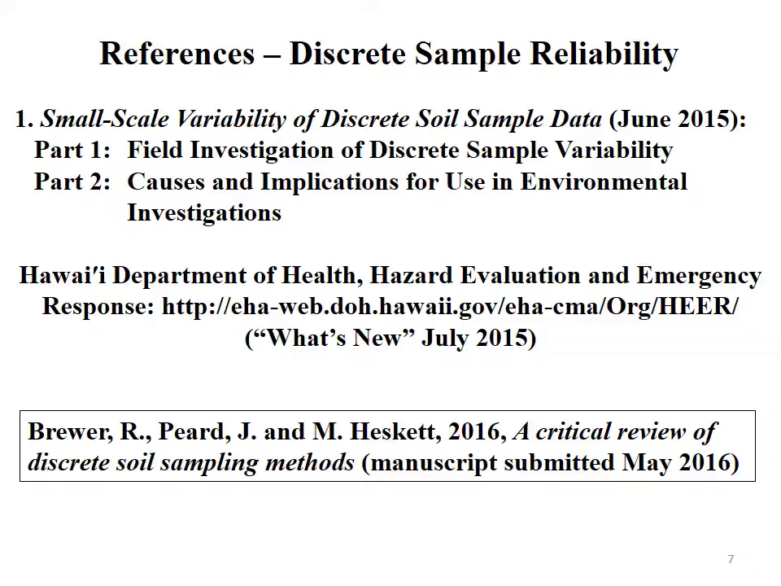Here's some references for the study. The field report, small-scale variability of discrete soil sample data, dated June 2015, posted to our web page. Part 1 just presents the data. It's a field investigation of the discrete sample variability. Part 2 looks at the causes of this variability and the implications for use in environmental investigations. We're also preparing a manuscript for the study, and we've submitted it to a journal and hope to have it published sometime later this year.